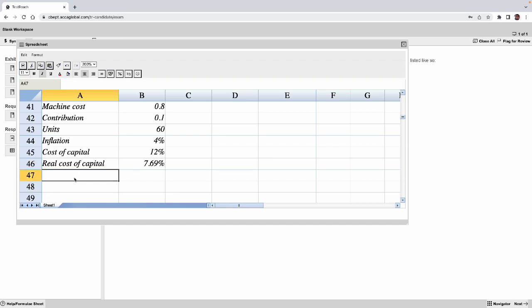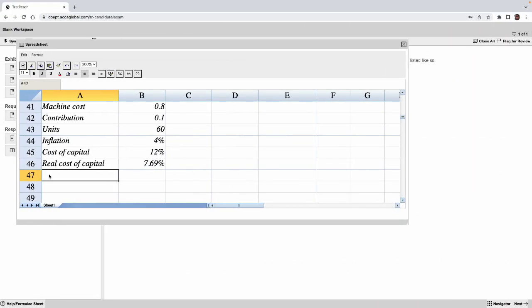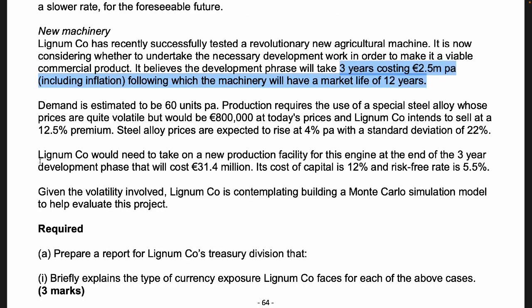Now moving on, let's go into the next part. You already got this data already. You finish this one, standard deviation. Right, Lignum would need to take on the new production facility for this engine in 3 years' time. Development cost will be 31.4 million.